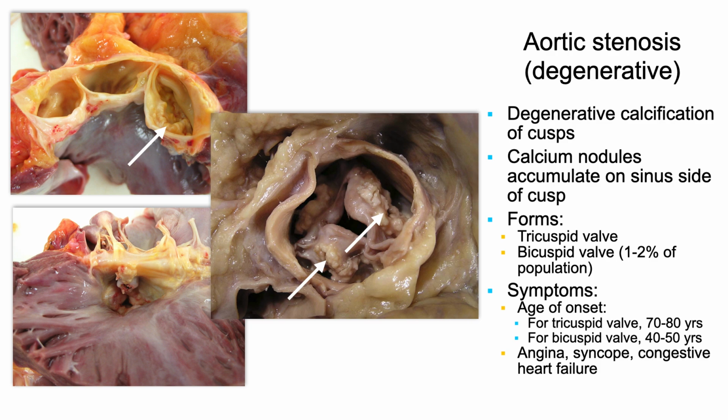This valve at the bottom right doesn't open, basically. It doesn't move. It's so calcified. So it's very stenotic, but because there's a defect there, it's also going to leak. So this person had not only aortic stenosis, but also aortic regurgitation. With degenerative calcification, if it's a tricuspid valve, it's usually in people in their 70s, 80s, whereas if it's bicuspid, it's usually in the 40s or 50s.